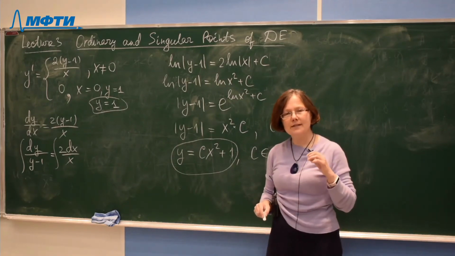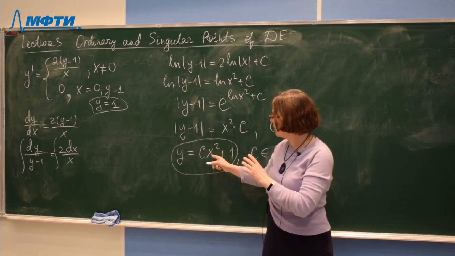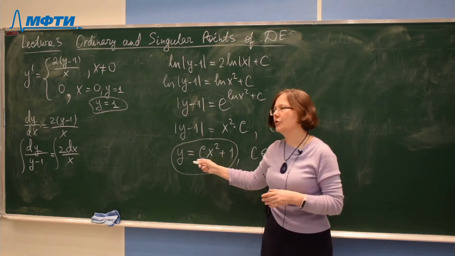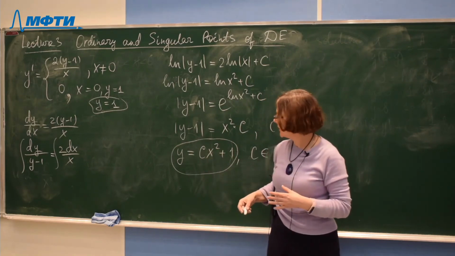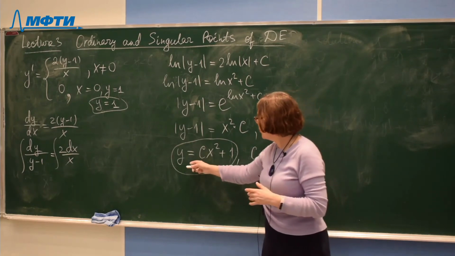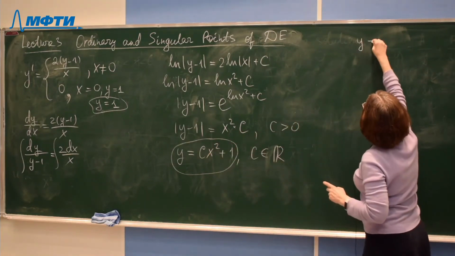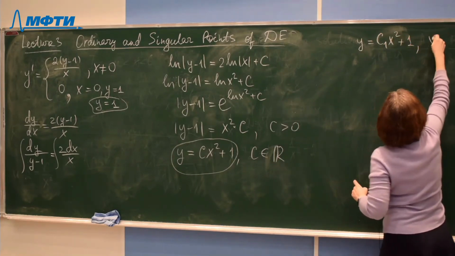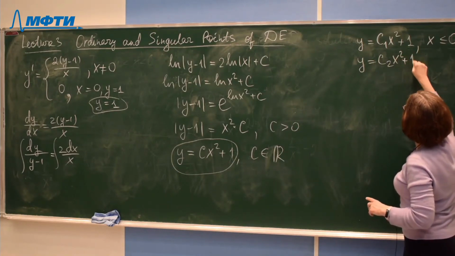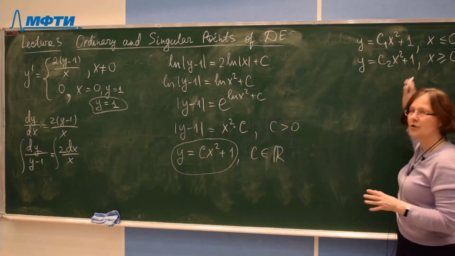It seems to be this, but it is not correct. It is correct locally, at the points x that are not equal to 0. But if we want to construct an integral curve globally, we should say the following. We should separate this into two parts: y equals c1 x squared plus 1 if x is less than or equal to 0, and y equals c2 x squared plus 1 if x is greater than or equal to 0. So an integral curve should consist of two parts.